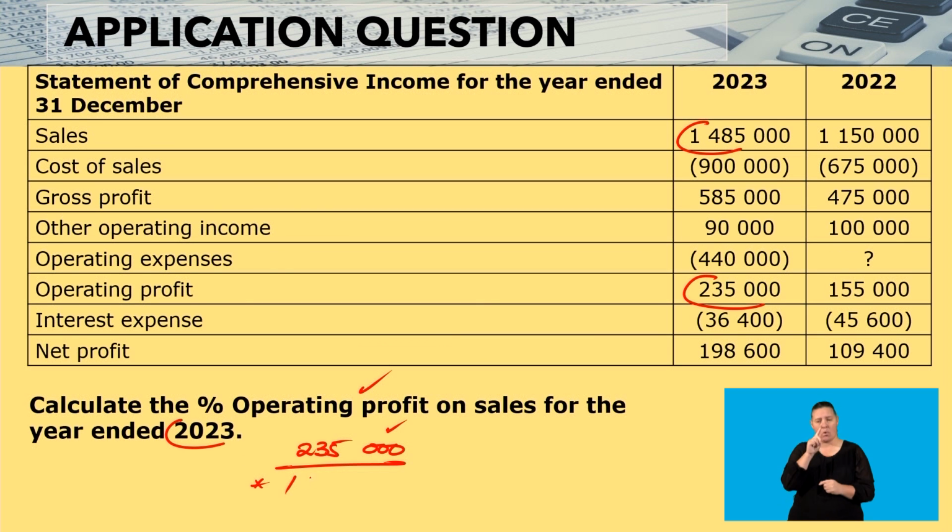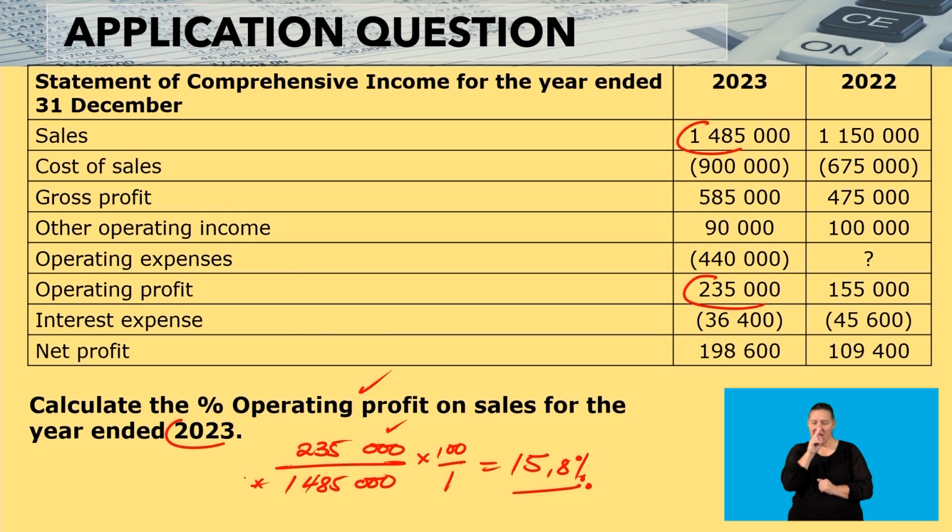So I have my 1,485,000. Then I multiply this by 100 over 1. Let's punch that in the calculator. I'll read out for you: 235,000 divided by 1,485,000, multiplied by 100 over 1. And then, how much do you get? Thank you. I'm getting 15.8%. Once you get the 15.8%, this is your percentage operating profit on sales for the year 2023.